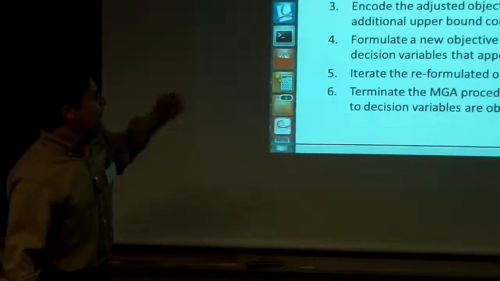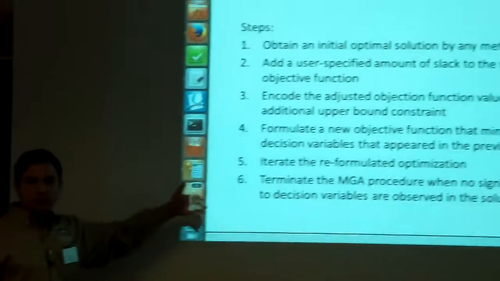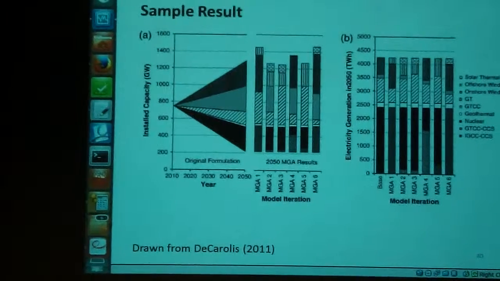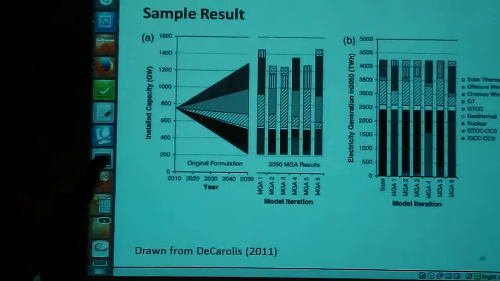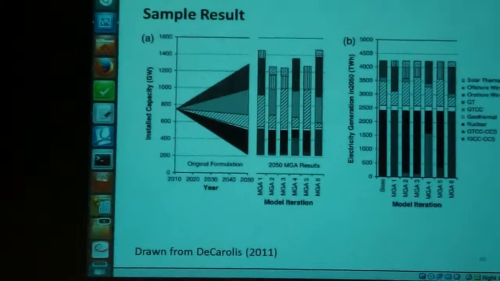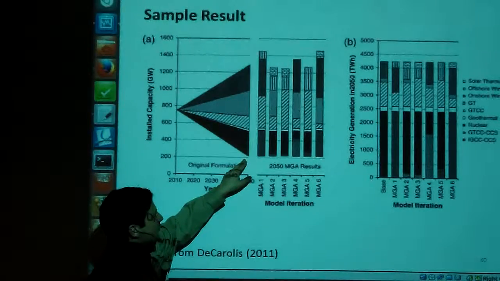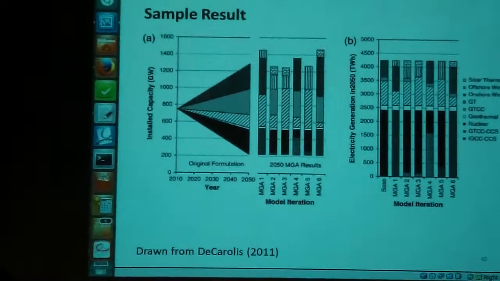Okay? So I'll skip this. This is basically just how the algorithm works. It's relatively simple. This is a sample result from a paper that I published in 2011. And this shows installed capacity for a very simple electric sector optimization problem. And the main point I want to make here is this is the base solution. These are the MGA solutions. These are generated by the computer, okay?